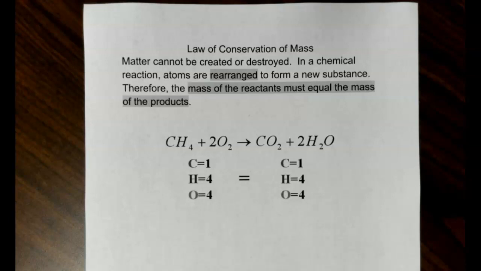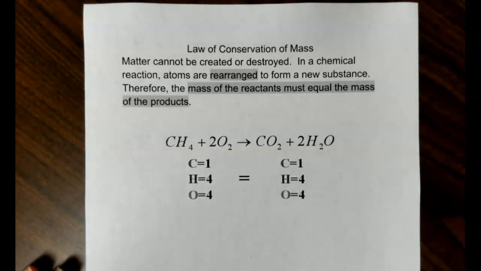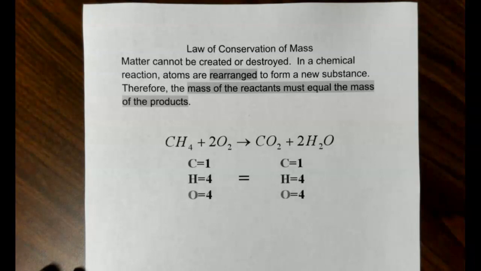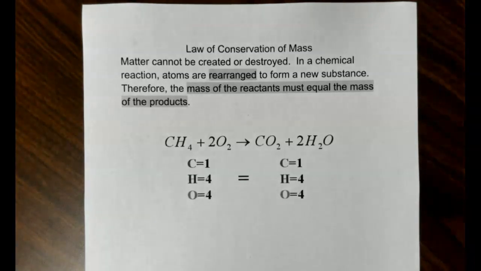So when we talk about a chemical reaction, remember we said it's represented by a chemical equation. According to this law, what we start with has to match what we end with. So we're going to see if that's actually true. If we look at our example here, we have a chemical equation in which methane reacts with 2 oxygen molecules to yield or produce carbon dioxide and 2 water molecules. I want to see if we actually are using the same atoms and rearranging them.